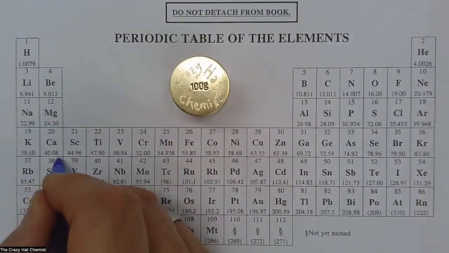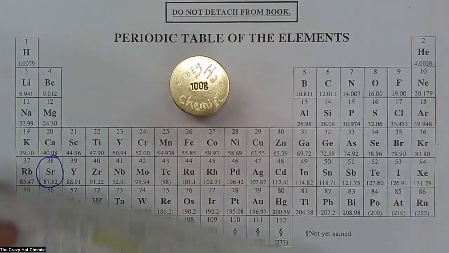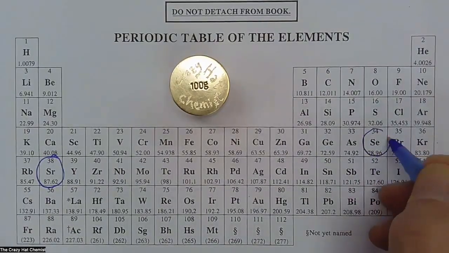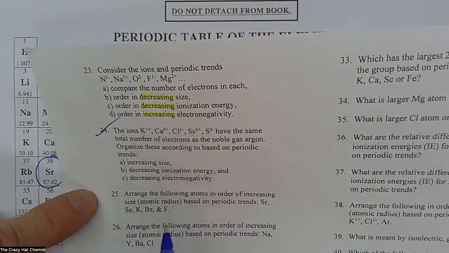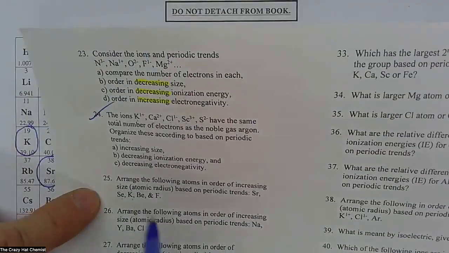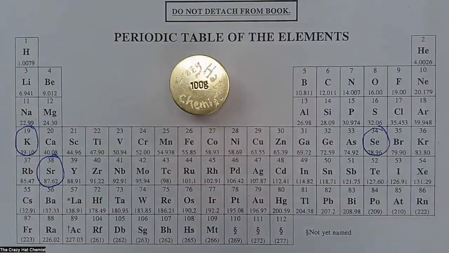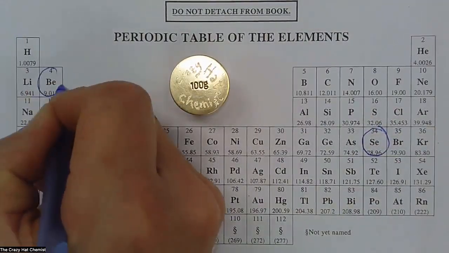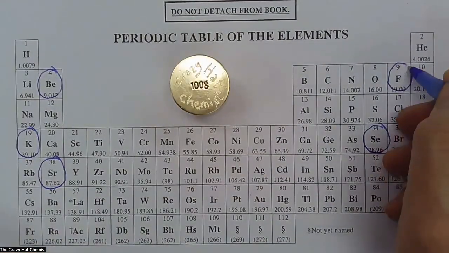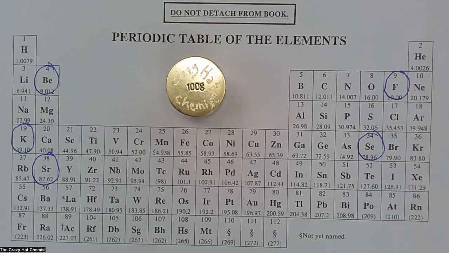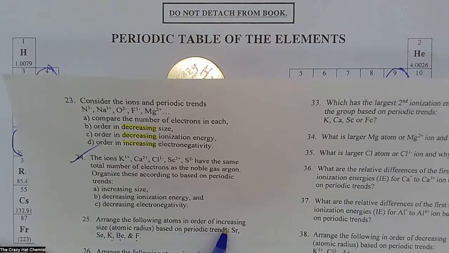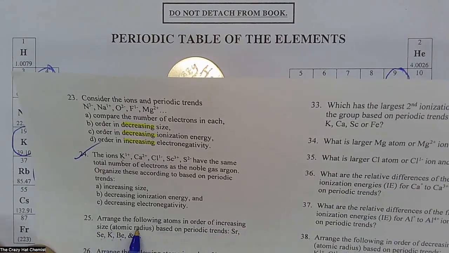Sr, so we're going to find Sr, that's right here. Then we're going to find Se, that's right here. Then K, that's right here. Then Be, that is right here. And then F, and that is right here, just like that. Again, the question is to arrange the following atoms in order of increasing size, atomic radius.